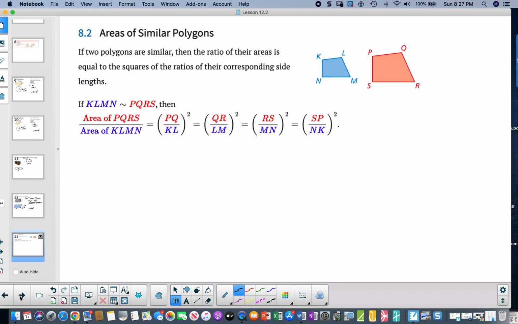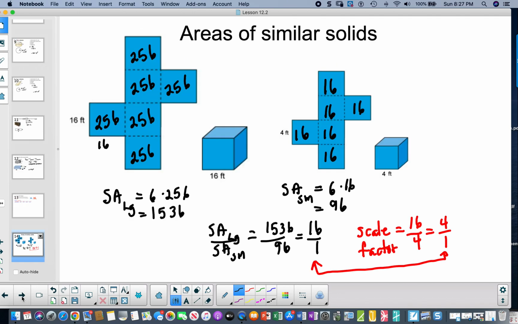Let me remind you of something we learned in 8.2, the areas of similar polygons. When polygons are similar, they have a scale factor, and the ratio of the areas will be the scale factor squared. We're going to have to keep this in mind on this kind of problem.